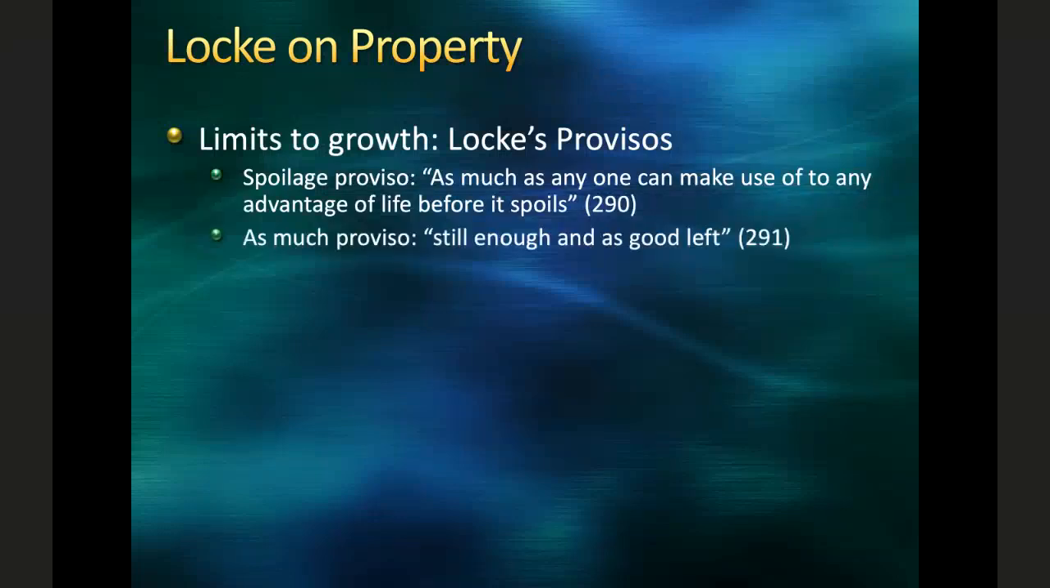Similarly, we can take as much from the earth as long as we leave still enough and as good. This is the "as much and as good" proviso: that we have to leave enough for everyone else to have some. So these are built-in natural limits to how much property you can acquire. They create limits to the amount of inequality that labor can create.